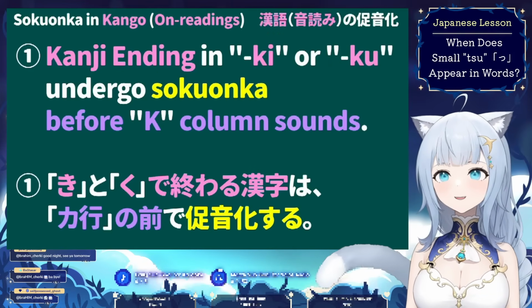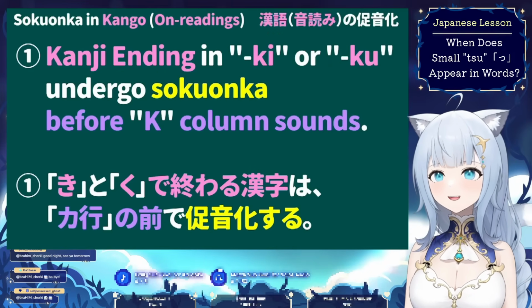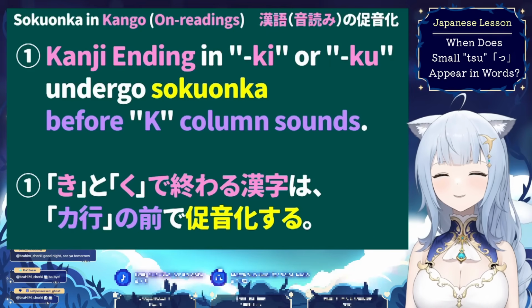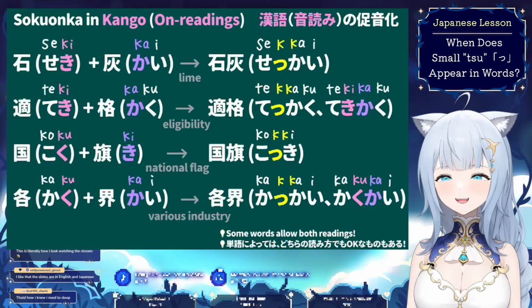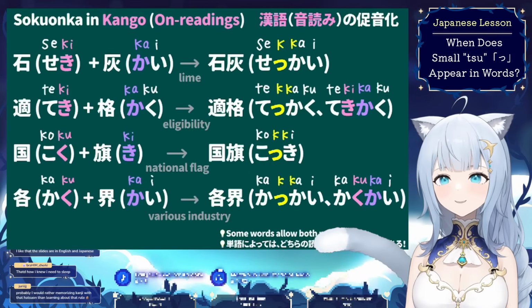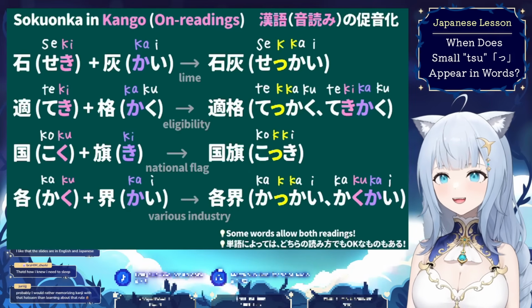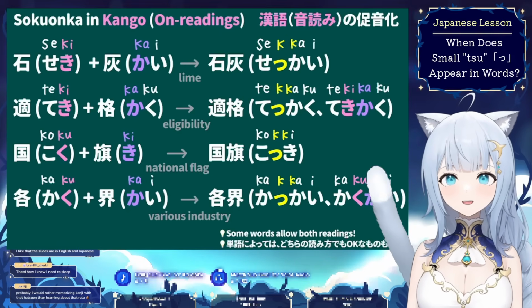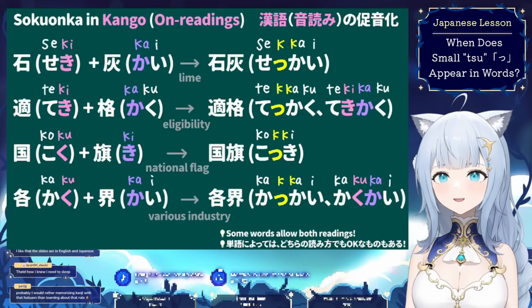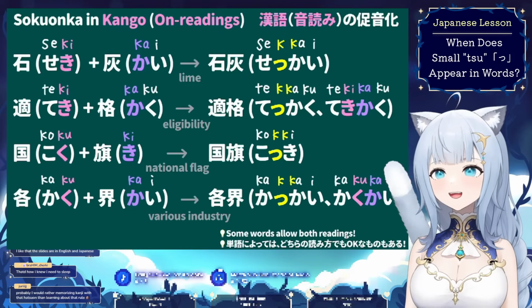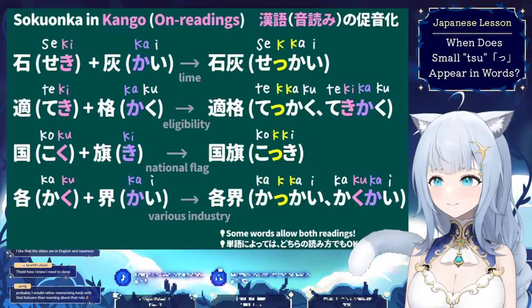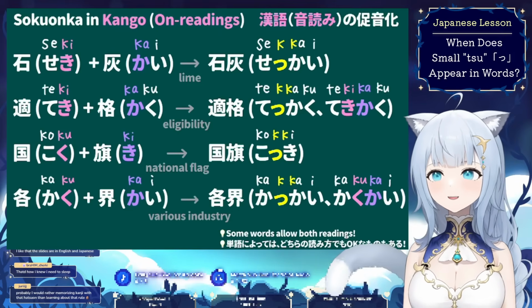Rule number 1. Kanji ending in ki or ku undergo sokuonka before K column sound. I think it's a bit tricky because it depends on the vocabulary. Tekkaku, tekikaku, both okay. Kakkai, kakukai, both okay. But sekkai is correct. Sekikai is incorrect. So it depends on the word. This is the memorizing part.